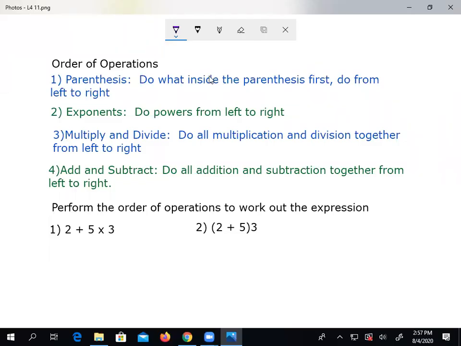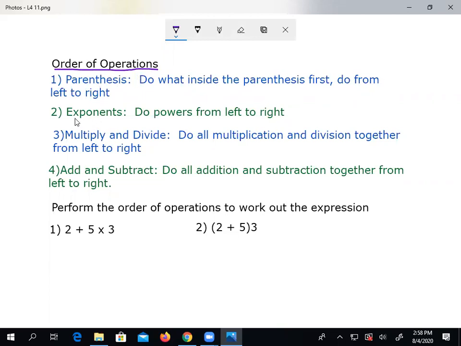So the next thing we'll get into is what's referred to as the order of operations. When there's more than one operation present, we have to follow what's called the order of operations. So the first thing we do is parentheses. Remember, we do what's inside parentheses first, and we do parentheses from left to right if there's more than one pair of parentheses in the problem.